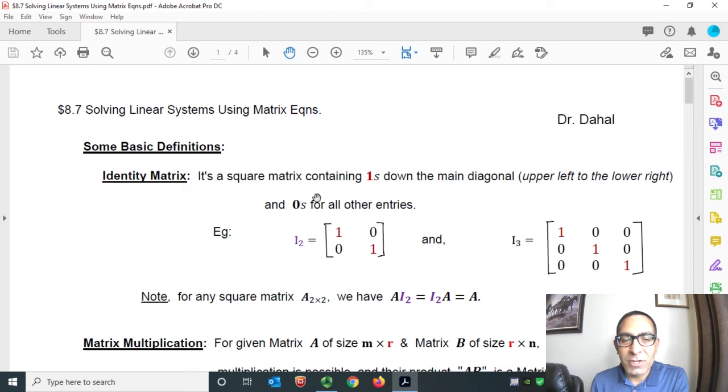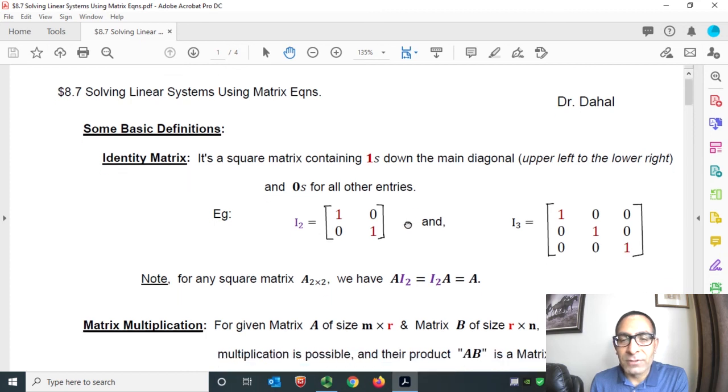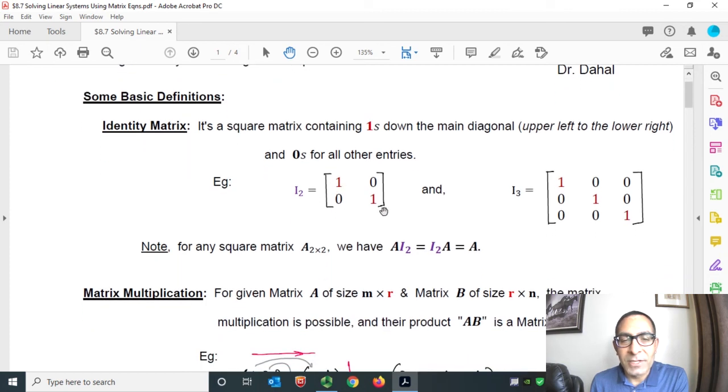Identity matrix is a square matrix containing ones down the main diagonal and zeros in all other entries. For example, in this matrix the diagonal entries are 1s and other entries are 0s. We denote the identity matrix by capital letter I. Here, the first identity matrix is of size 2 by 2, 2 rows, 2 columns. So we denote it by I2. The 2 is a subscript here.